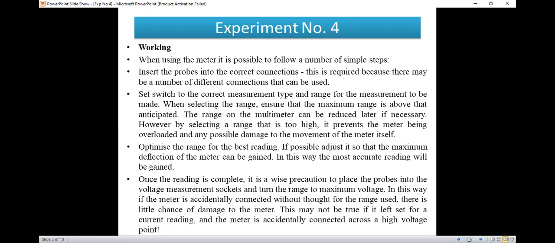Okay, so after taking a reading, your probe should be placed on the voltage measurement sockets. So if it is accidentally connected without thought for the range used, there is little damage. That means it will avoid the damage, or only a little damage will happen.